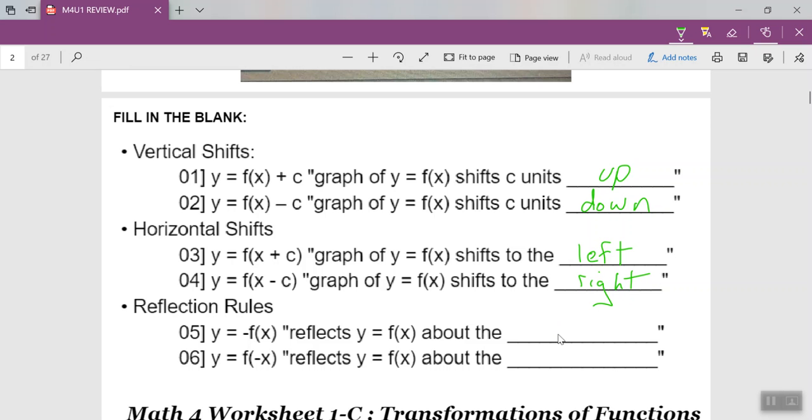Now, when the negative is outside of the f of x, you're reflecting across the x-axis. And when it is inside the parentheses with the x, then you are reflecting across the y-axis. Those are the general rules there.